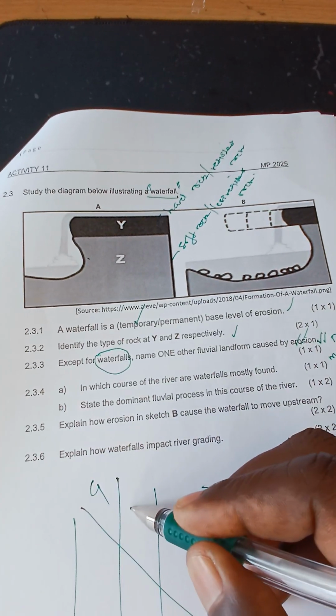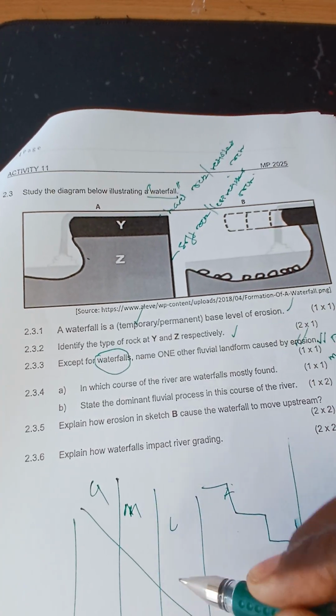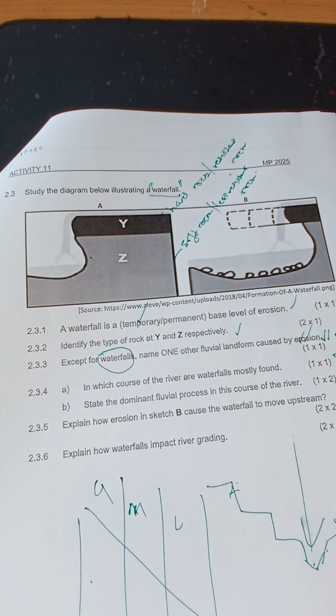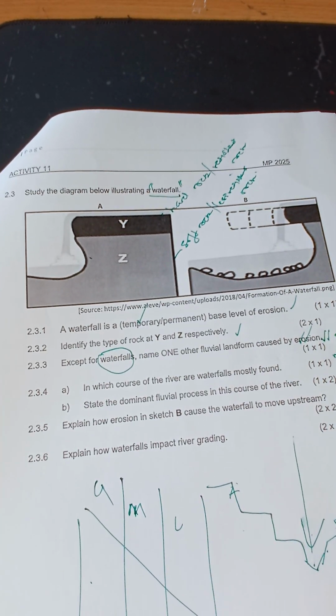Oh, how I love this. Okay, middle and lower course. So we have got our waterfall in the upper course of the river, because that's where there is more erosion. That's where the river is more erosive. That's where the river has got more power, more energy, high velocity, which results in more vertical erosion.